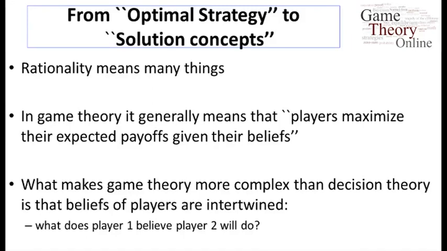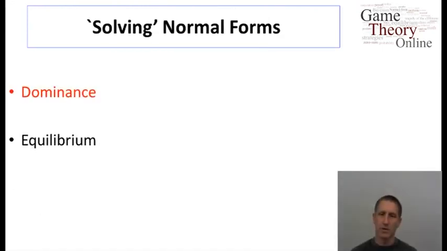But when we have multiple agents, which is the stuff of game theory, things get interesting. Let's think about it. When I think about what might be the case, that depends on what other people do. And what other people do depends on what they think might be the case, which in turn depends on their estimate of what I will do. So we have these beliefs intertwined, and that's what makes life interesting. So we'll be looking at several solution concepts. We'll start with a relatively simple and relatively rare one called dominant strategies.